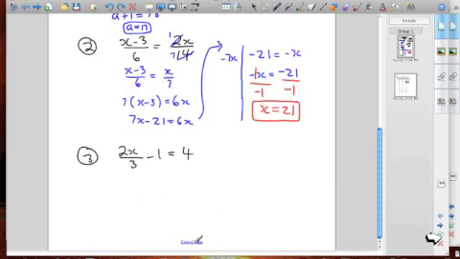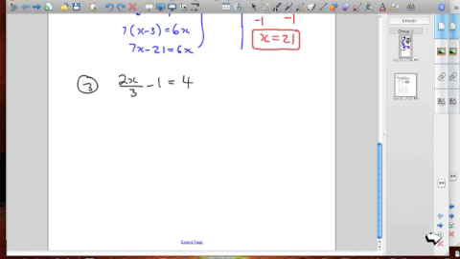Last example, and then I'll leave you to go on your worksheet. Okay, last example is this. This is a little different because I have a 1 here, and it's not part of the fraction. So what I can do is add 1 to both sides. It is that easy. 2x over 3 equals 5.